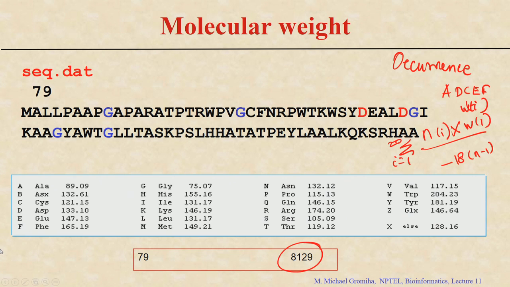So, how to calculate the molecular weight? Composition. We need the occurrence. So, we get the occurrence, we know the values for each amino acid residue, the molecular weights. So, we calculate the N of I multiplied by W of I, and you have to subtract the molecular weight of the water, which is 18 into n minus 1. So, if you assign the values for all the residues and then calculate, finally you get the number 8129.